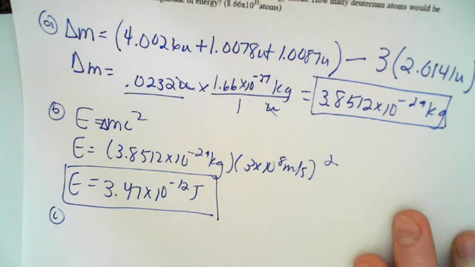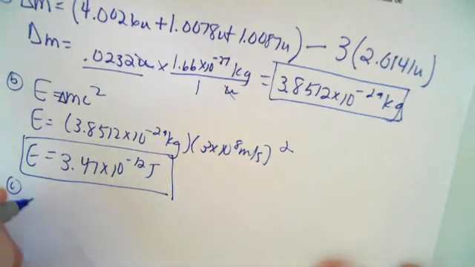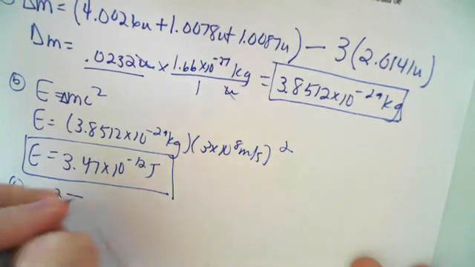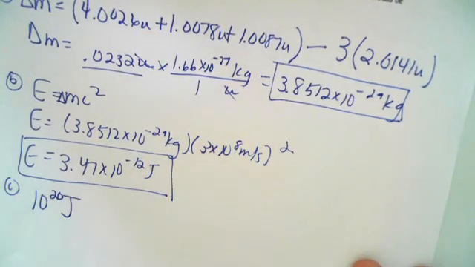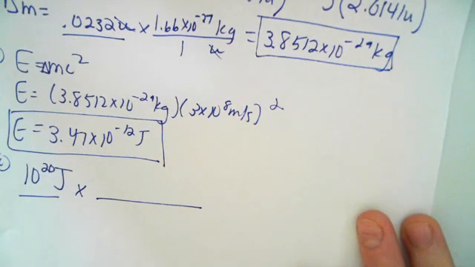says the United States requires 10 to the 20th joules per year to meet its energy needs. How many deuterium atoms would be necessary to provide this magnitude of energy? So how many deuterium atoms is necessary to provide that much energy? Well, we've got 10 to the 20th joules of energy that the United States needs. So let's see how much energy per reaction is happening.